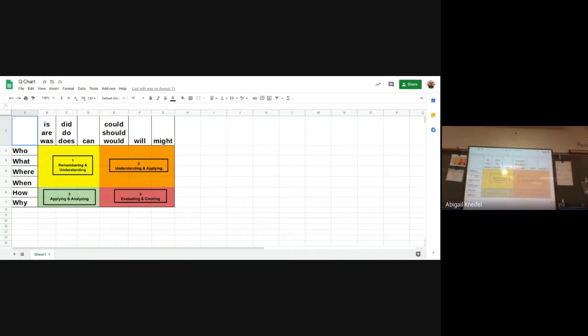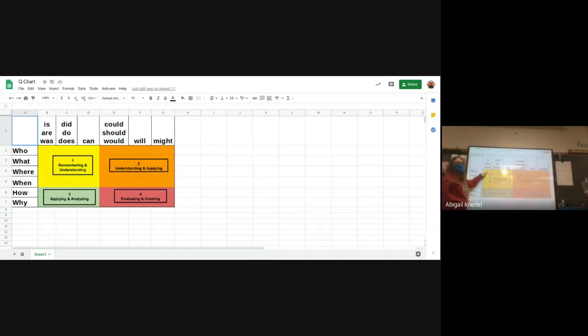Who is a question word. What is a question word. Where is a question word. When, how, why. Those are question words. And then up here, these are just some words that help along question words. So a quadrant chart is used when you have to make a question. So quadrant 1 is remembering and understanding. Quadrant 1 is the easiest question. So if I ask a question, who and is, they meet together in quadrant 1.